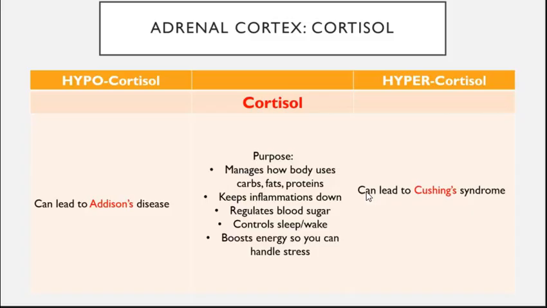So the difference is between having not enough cortisol and having too much cortisol. If we do not have enough cortisol, it is called Addison's disease. If we have too much cortisol, it is called Cushing's disease. So the whole purpose of cortisol is managing how the body uses carbs, fats, proteins. It keeps inflammation down. So think about your patient that has upper respiratory infection and asthma exacerbation. They take a steroid to help with inflammation in their lungs so that their bronchioles stay open.